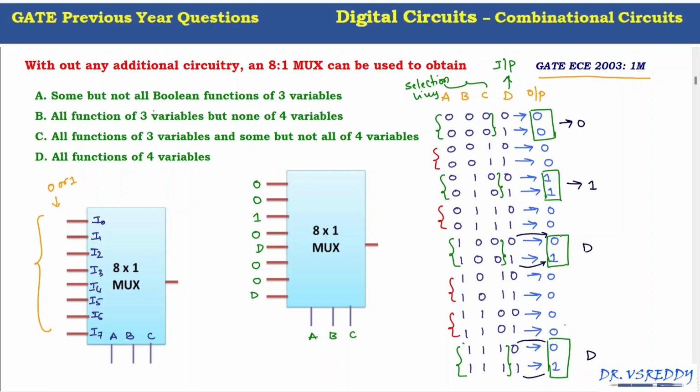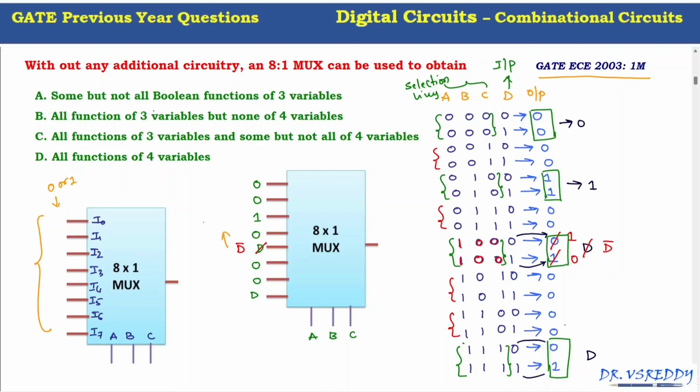So we can implement this 4 variable function using an 8 to 1 mux. If you want to implement another 4 variable function using an 8 to 1 mux, let us consider the 1, 0, 0 combination. Instead of 0, 1, instead of 1, 0, the output is D prime instead of D. So one of the inputs for this 8 to 1 mux is D prime, for this 1, 0, 0 combination.